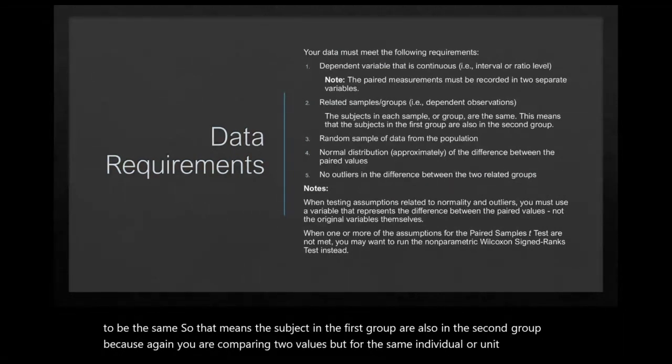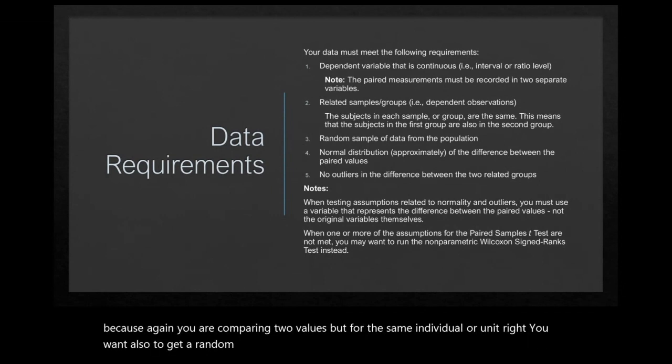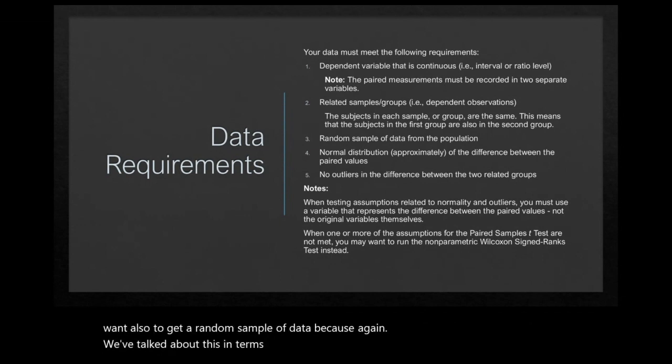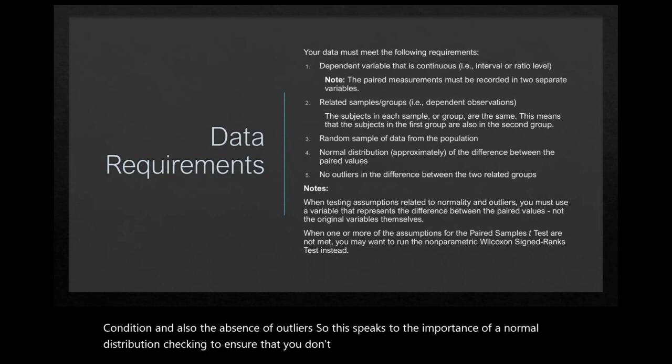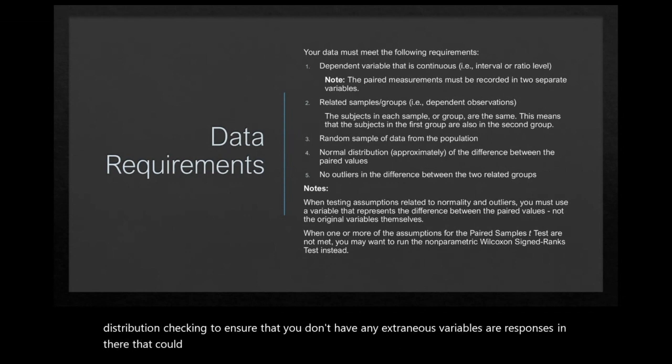You want also to get a random sample of data, because again, we've talked about this in terms of generalizability. Normal distribution is another condition, and also the absence of outliers. So this speaks to the importance of a normal distribution, checking to ensure that you don't have any extraneous variables or responses in there that could affect the shape of your distribution, because that will also impact the paired samples t-test, right?